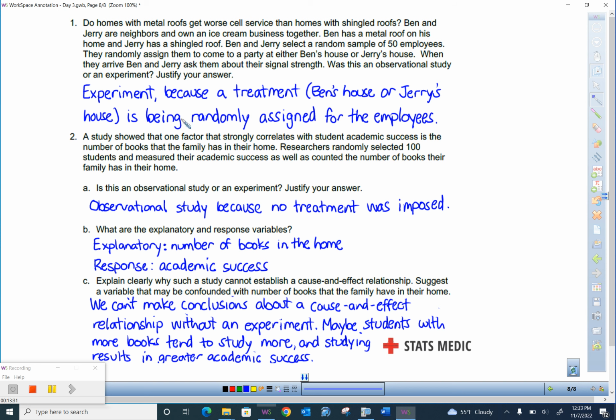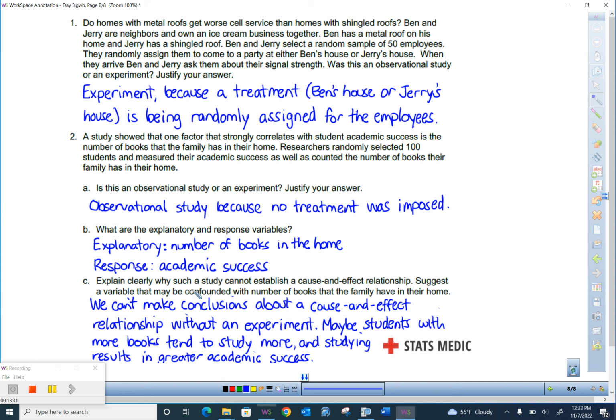Okay, the second one was talking about books and their relation to academic success. It was an observational study because no treatment was applied. It was just looking at book presence and academic success. They weren't randomly assigning some people to have books in their house and some people to not have books in their house. Explanatory is the number of books in the home, and the response is the academic success, whatever measure they were using for that, maybe grades or a standardized test score.